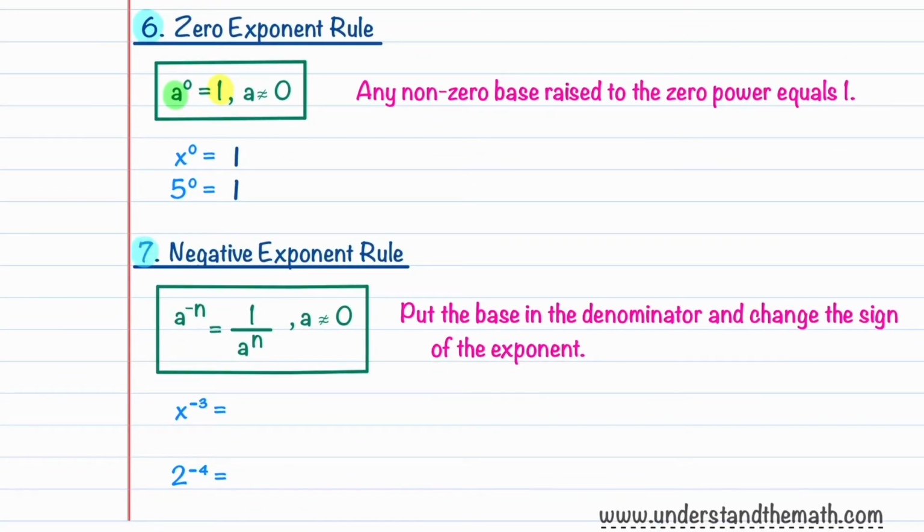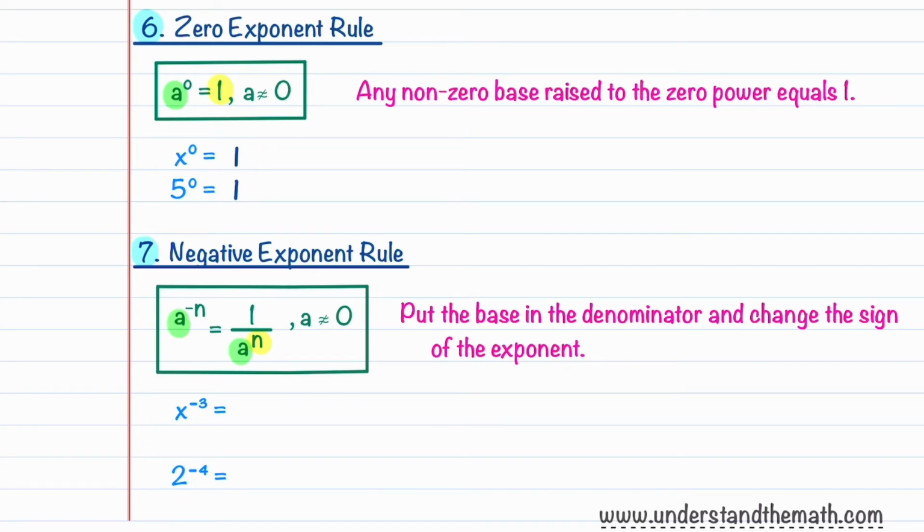Now we're on our last law. It's called the negative exponent rule. This rule tells us that when we have a base raised to a negative exponent, all we have to do is put the base in the denominator and then change the sign of the exponent. Let's see how this works.